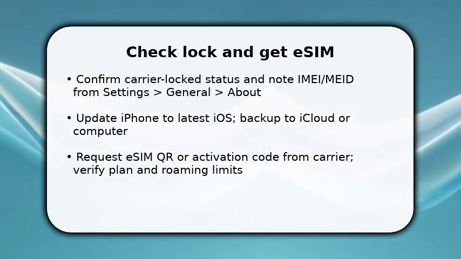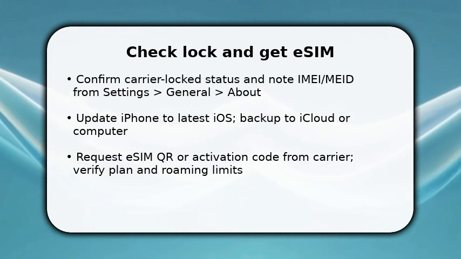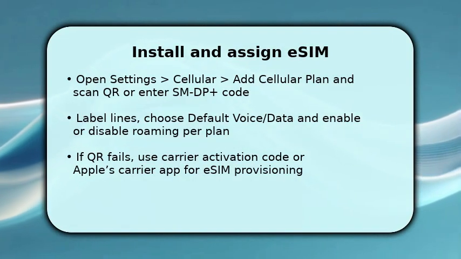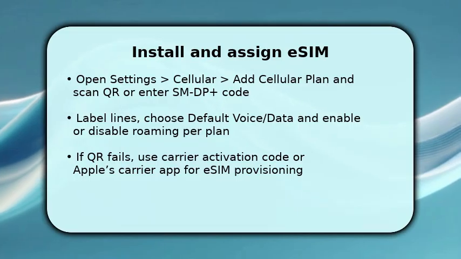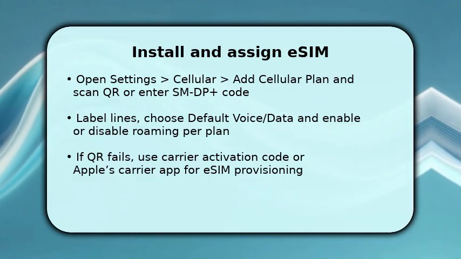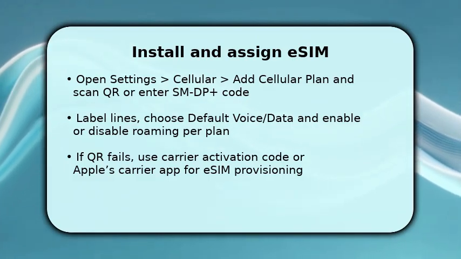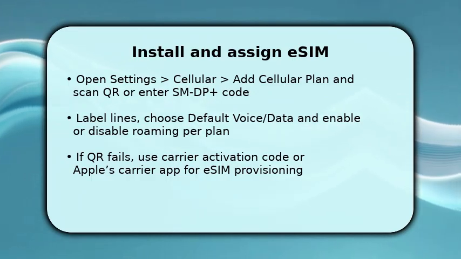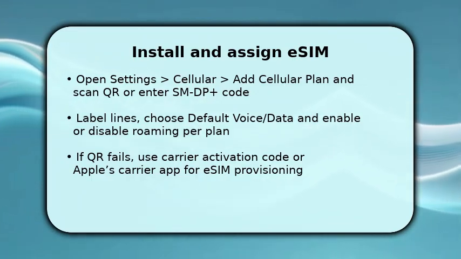Go to Settings, Cellular, add Cellular Plan, and scan the QR or manually enter the SM-DP+ and activation code. Make sure to label the new line and assign default voice and cellular data correctly, because those choices control which number uses data and which handles calls. If the QR scan fails, use the carrier's app or manual code.